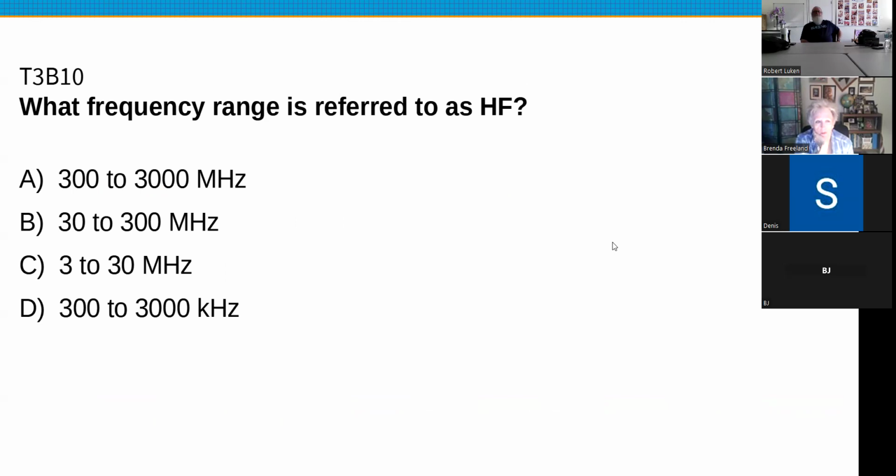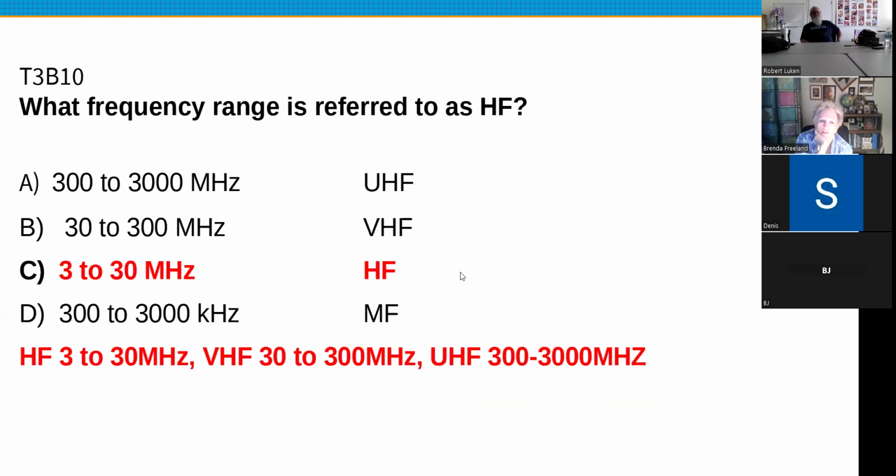What frequency range is referred to as HF? That's a 3 to 30. I think you're right. 3 to 30.